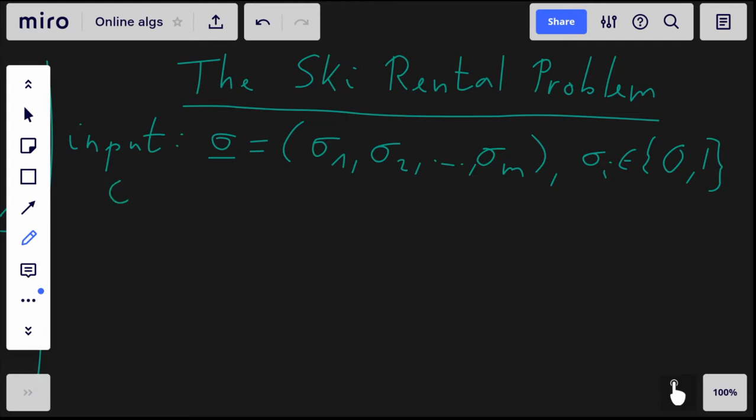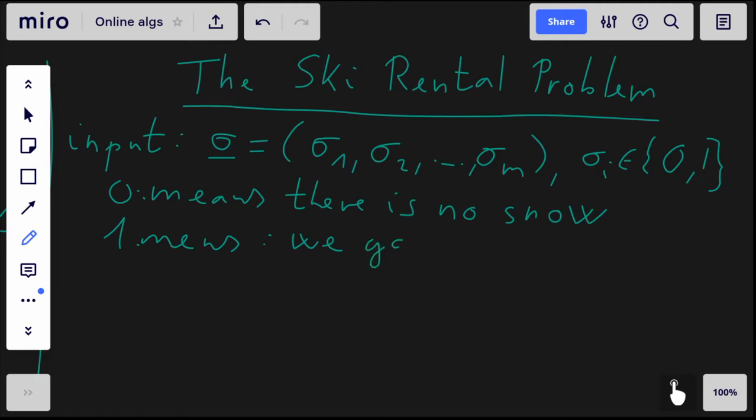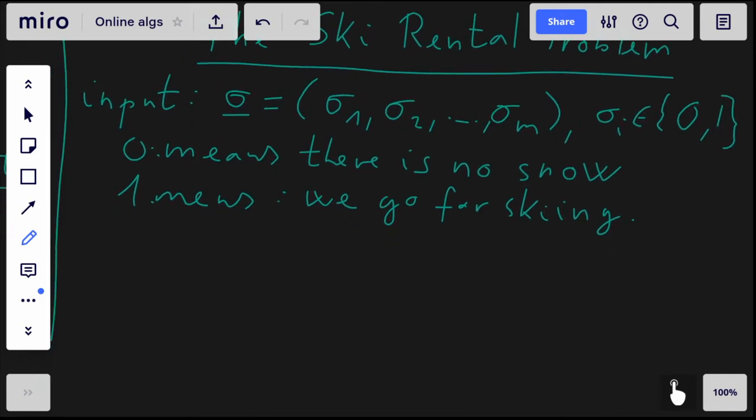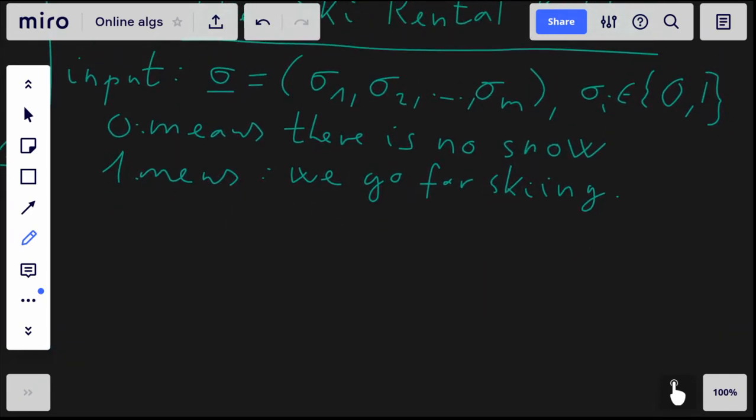So basically 0 means there is no snow or not enough snow to go skiing, whatever. And 1 means we can go ski. Well, not only can, but we go skiing that day. But initially we don't have skis, and we either buy or rent skis.